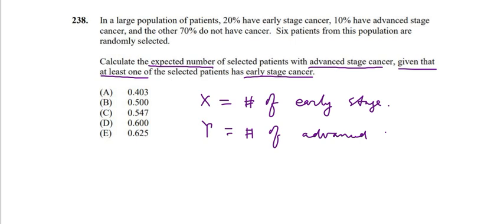So what do we want to find? Find this probability, right? The expectation of y given this x larger than 1.